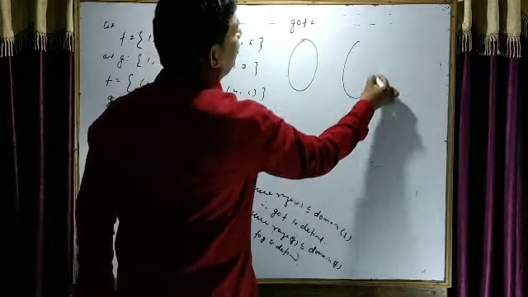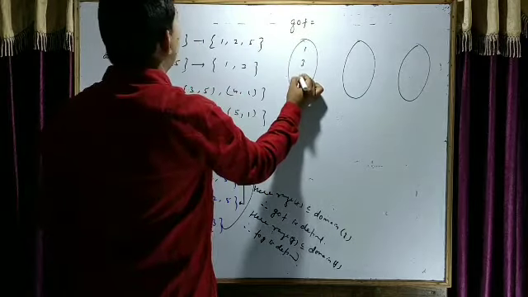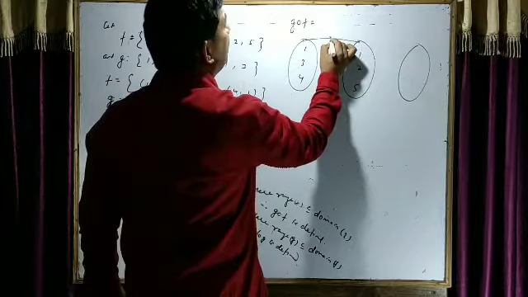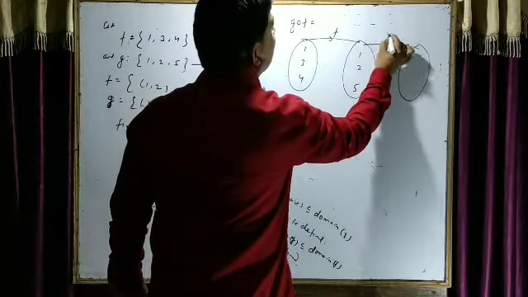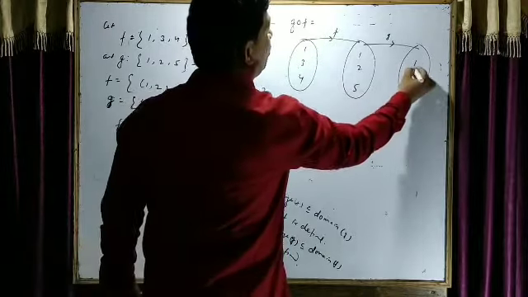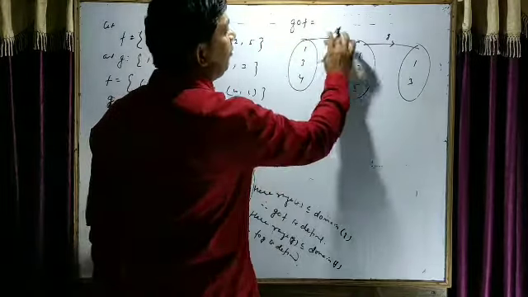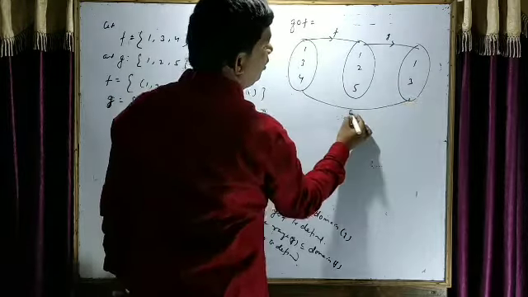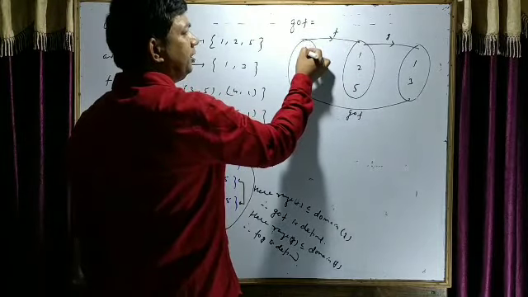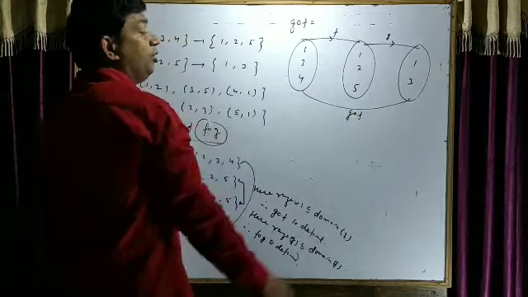Let's look at the diagram first. This set is 1, 3, 4. This set is 1, 2, 5. This is F, and this is G. G is a function from 1, 2, 5 to 1, 3. Then the composition of F and G is denoted by GOF. So whatever the domain of F is, the same domain we take for GOF.